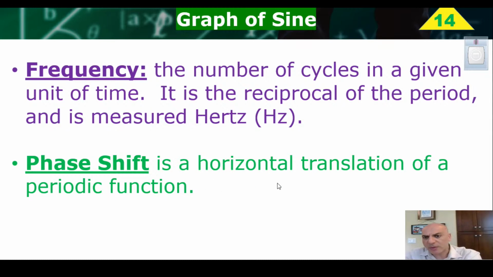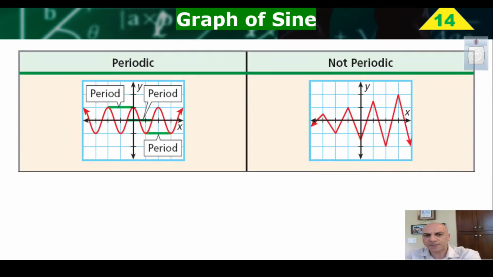The phase shift is the horizontal translation of the periodic function. This is exactly what we just did with the quadratic function. Remember, we shifted that to the right 3 units. That's what they're talking about here, phase shift. So you take the wave and then you shift it to the right.